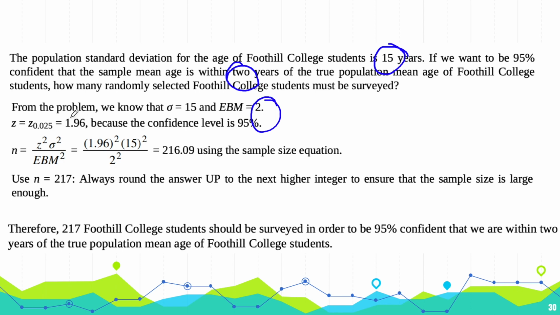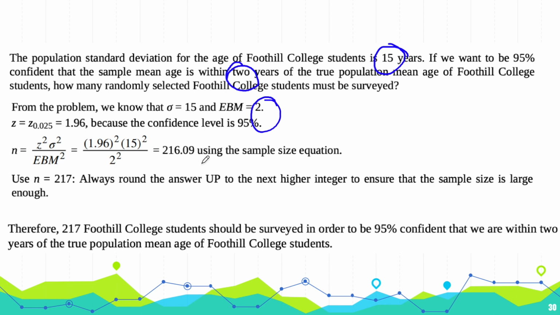The z-score for 95% confidence is 1.96, as we saw in a previous problem. If you don't trust me, go ahead and look at the Bogner applet. Then it's a plug and chug situation. Using the given formula, we're going to plug in our z-score and square it and multiply that by our population standard deviation squared. We're going to divide it by our error bound squared.